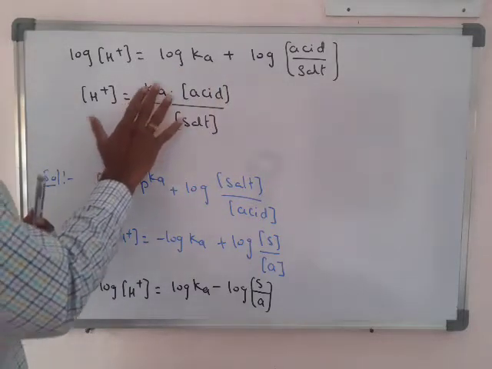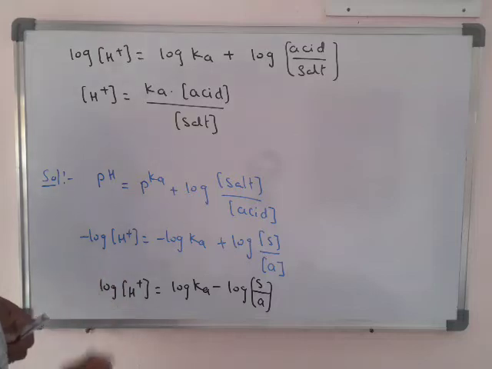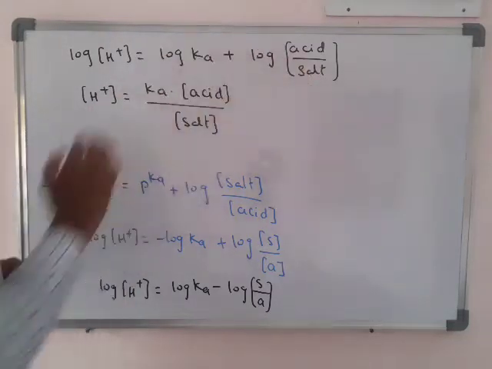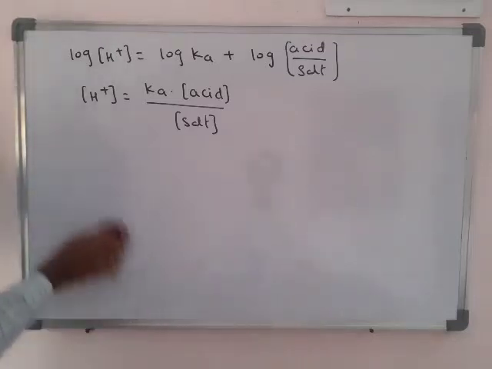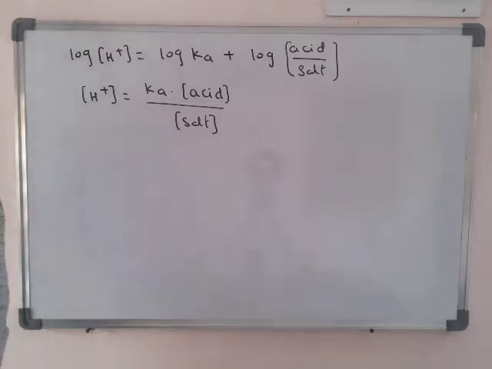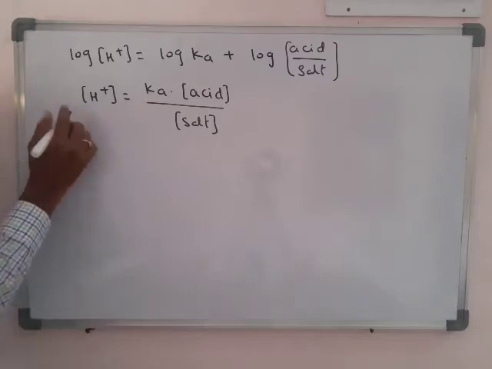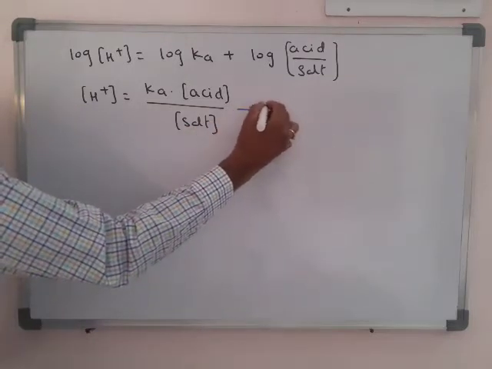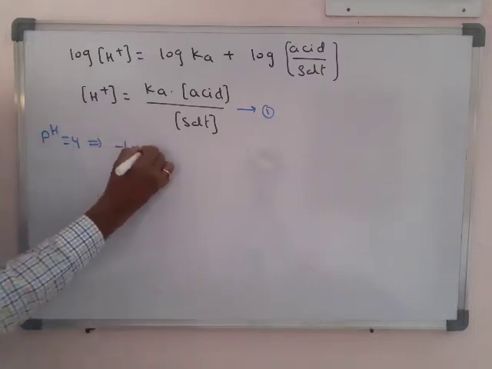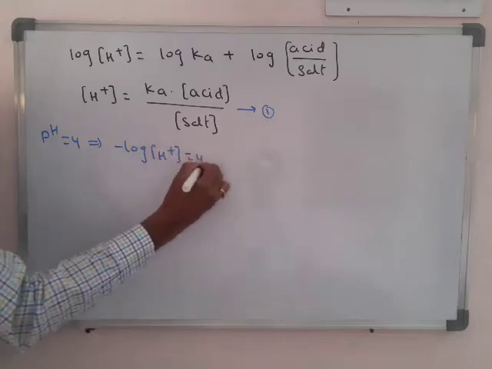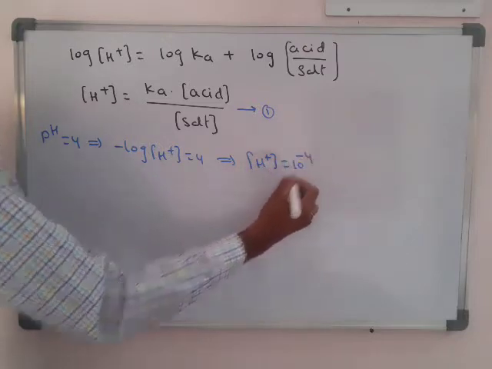We know in logarithm, log a plus log b means log a into b. Okay, this is log a into b. So after removal of logarithm it becomes Ka into acid by salt concentration. So in the problem, H plus is not exactly given, but we know pH. This is equation 1. pH is given as 4, so it implies minus log H plus is 4, therefore H plus equals 10 power minus 4.